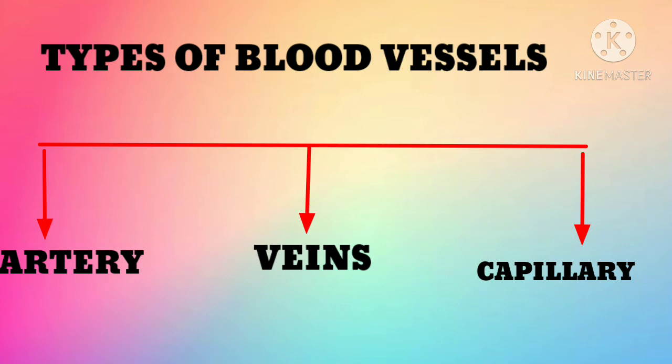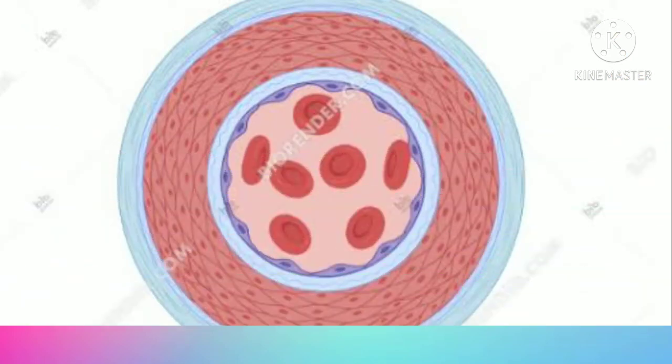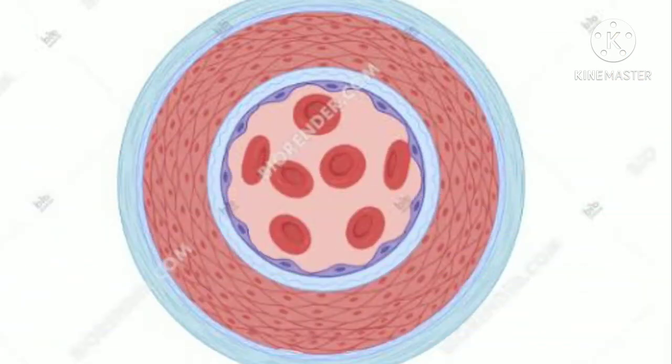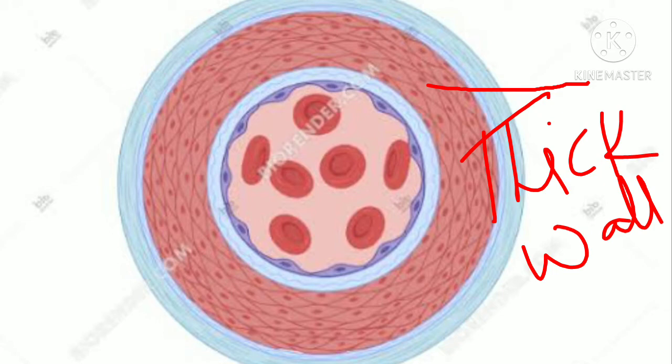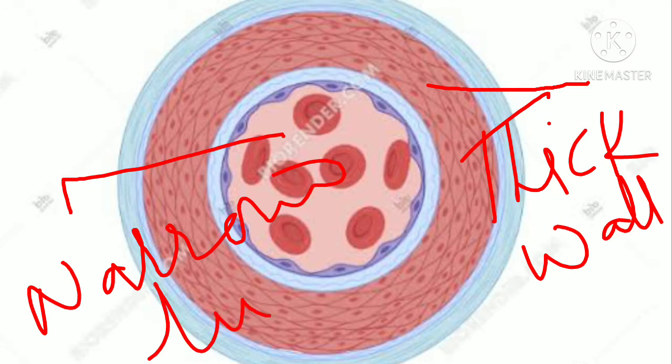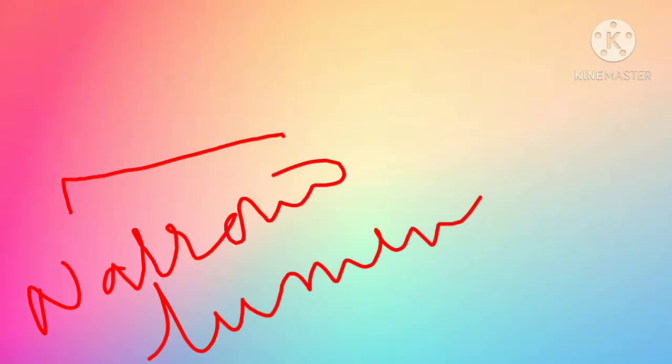Now let us understand these blood vessels one by one. First, we have to understand the artery. What is an artery? As you can see in this picture, this is the cross section of an artery, and this wall is the thick wall. In an artery, we find a thick wall and narrow lumen. What is lumen? Lumen is the space through which the blood flows, right?